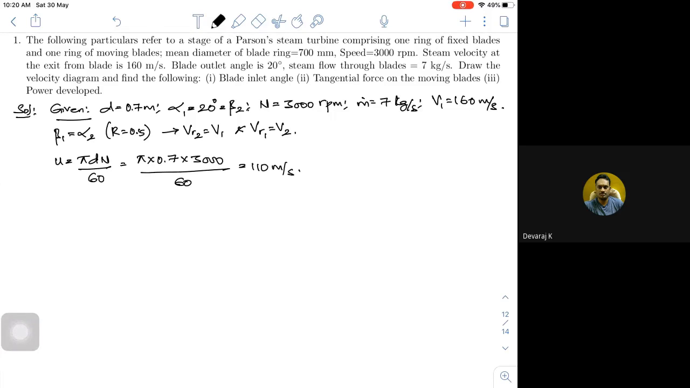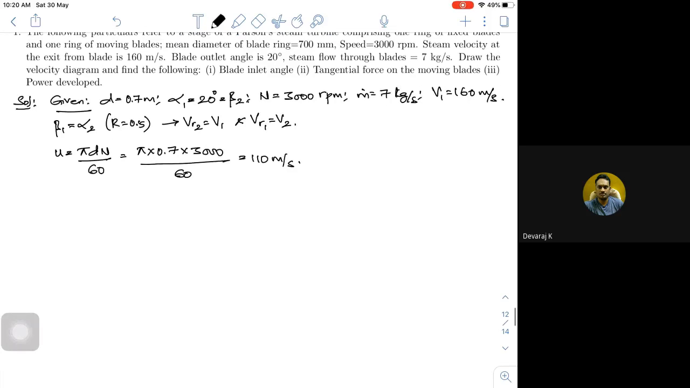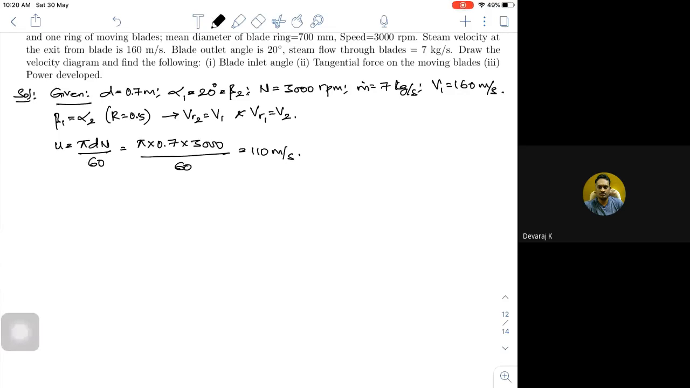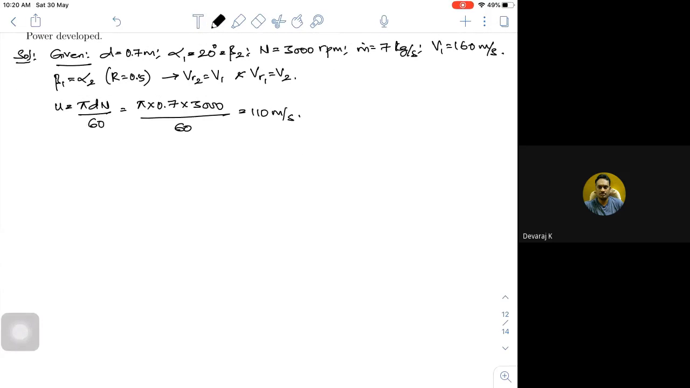Okay. So, now with the given U, alpha 1 and V1, I can draw the inlet velocity triangle. You can either follow the trigonometric principles or you can go with the graphical method. If you want to go for a graphical method, I have to draw to the scale. For example, if I take a scale of 1 centimeter or 10 mm equal to 20 or 30 meters per second, something like that. Or I can go with trigonometric principles.